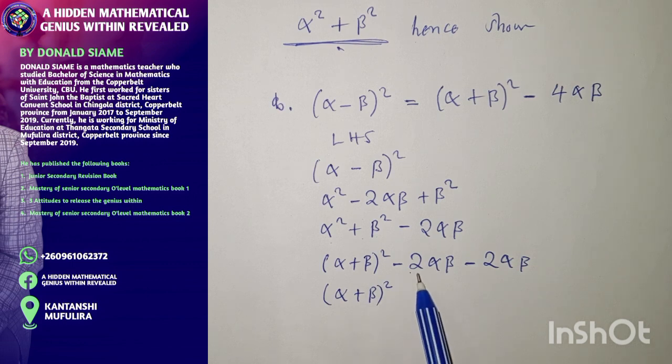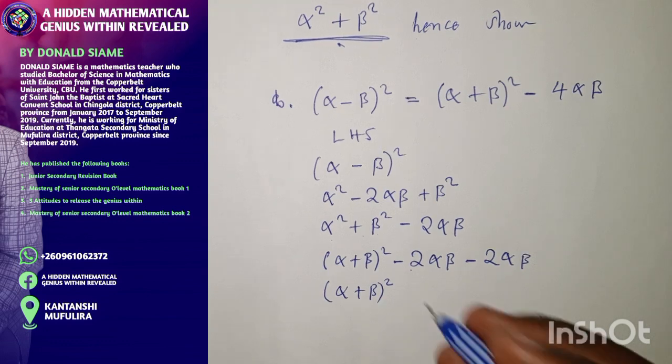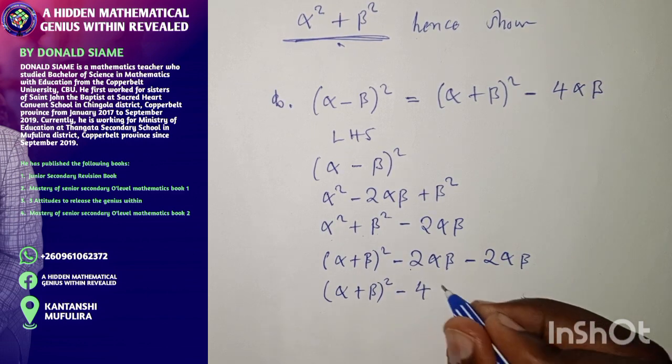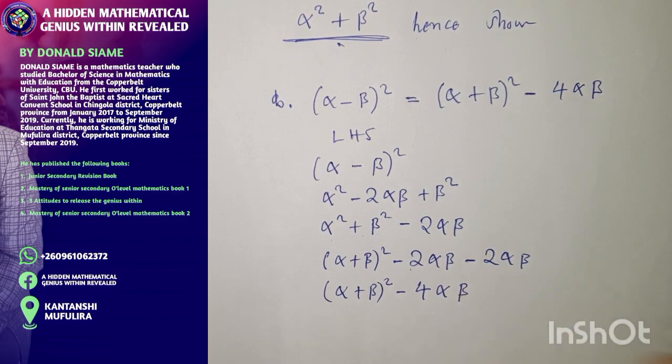So minus 2 alpha beta minus 2 alpha beta is just 2 alpha beta plus 2 alpha beta, then you maintain the minus sign. What is 2 alpha beta plus 2 alpha beta? You get 4 alpha beta and you maintain the sign, so it will be minus 4 alpha beta.